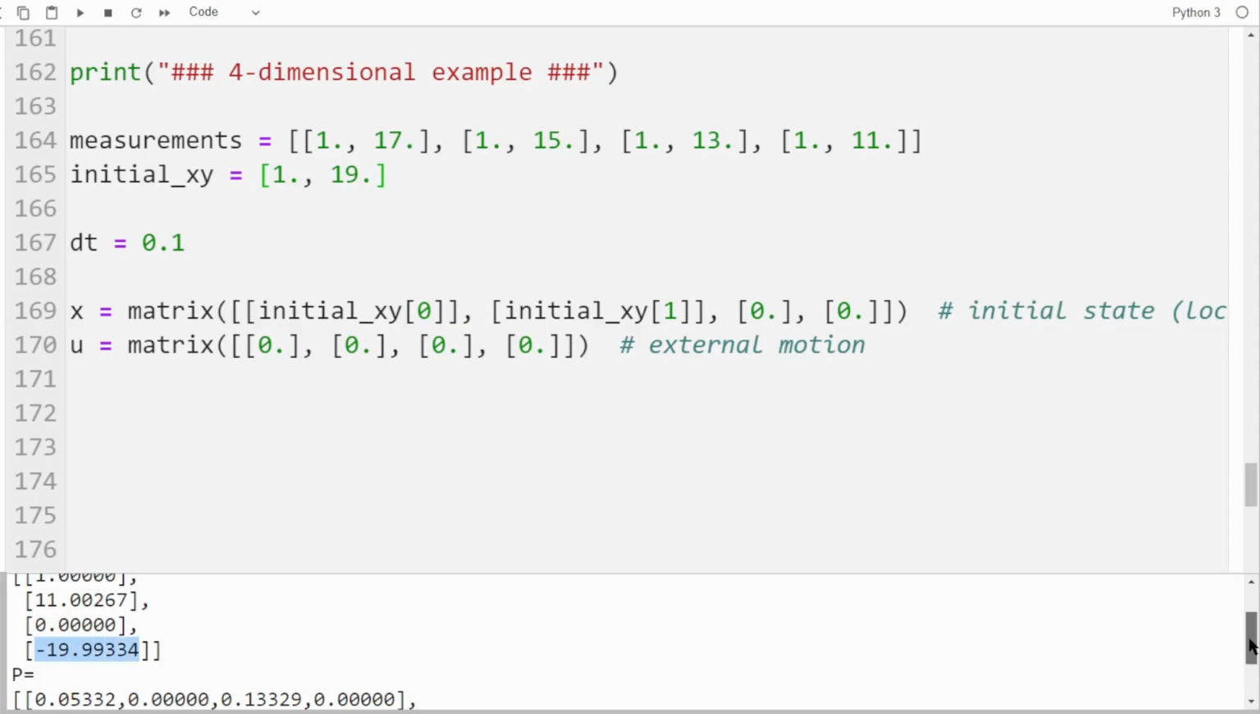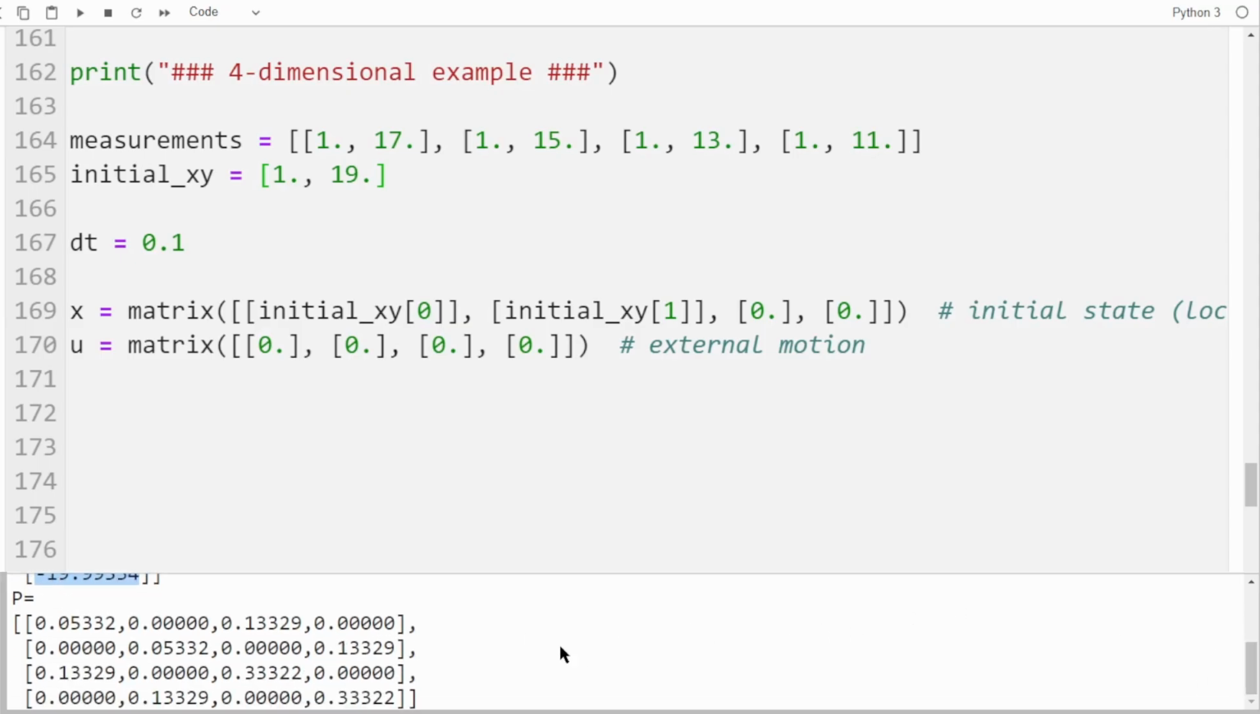And going into the covariance, we see values along the main diagonals 0.05, 0.05, 0.33, and 0.33 for the velocities. There are certain off-diagonal elements. Make sure those all match what your code produces.